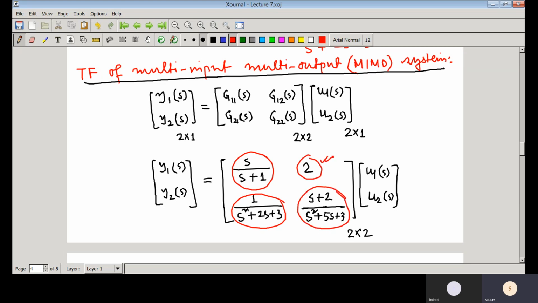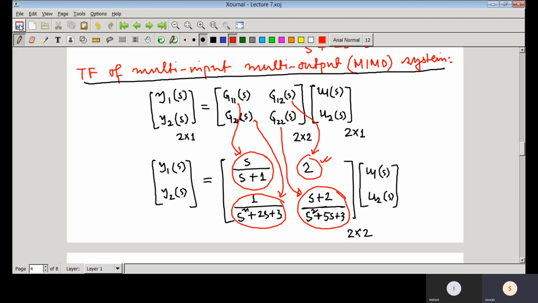It is a static gate. That means in this case you can see here G12 is 2, G11 is s by s plus 1. Similarly, G21 is this one, and G22 is this one. That means in case of multi-input multi-output system, whenever you are writing a transfer function matrix, each element is a transfer function. I hope from this particular example it is clear.